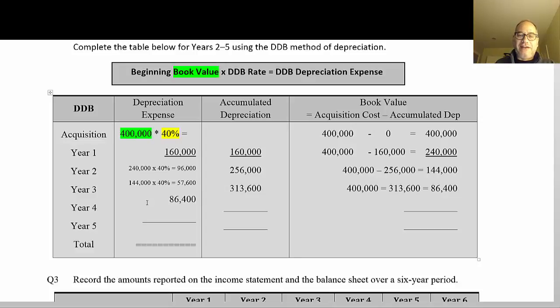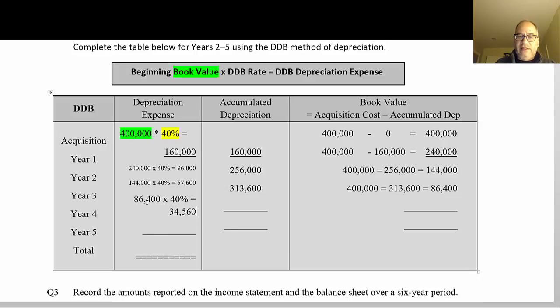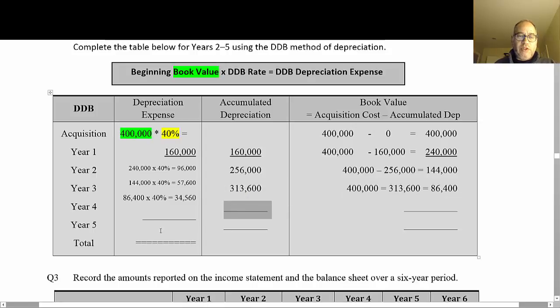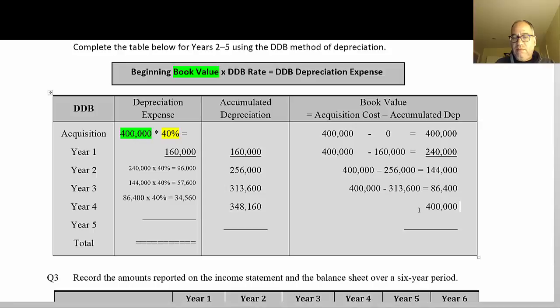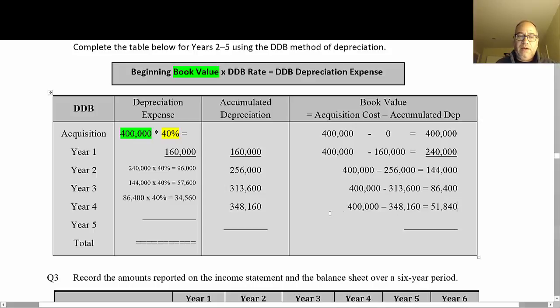Okay, good job. 86,000 times 40% is equal to 34,560. So accumulated depreciation would be 313,600 plus 34,560, which gives you 348,160. Book value would be 400,000 minus the accumulated depreciation of 348,160, and equals a book value of 51,840. Year 5.